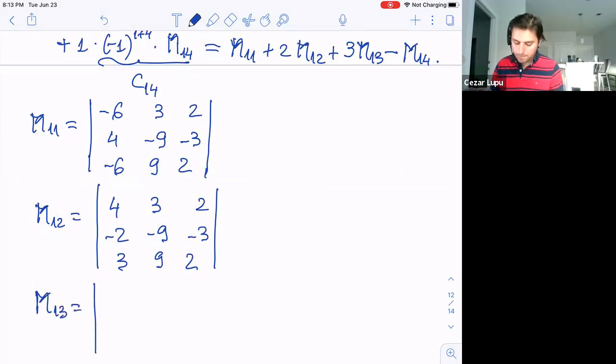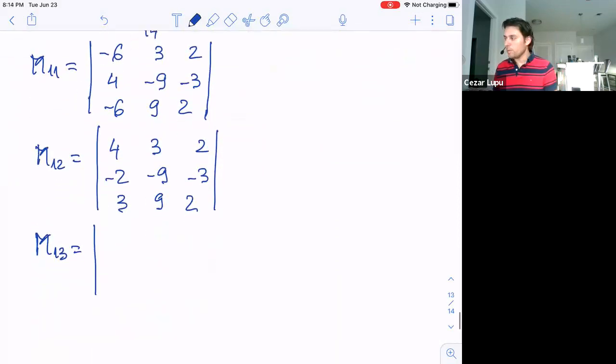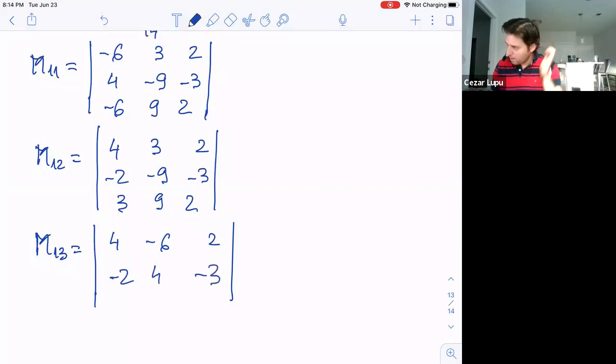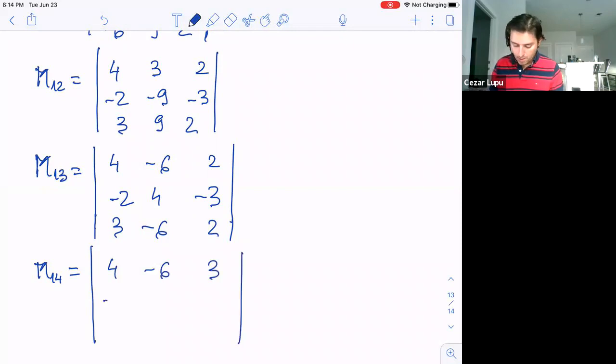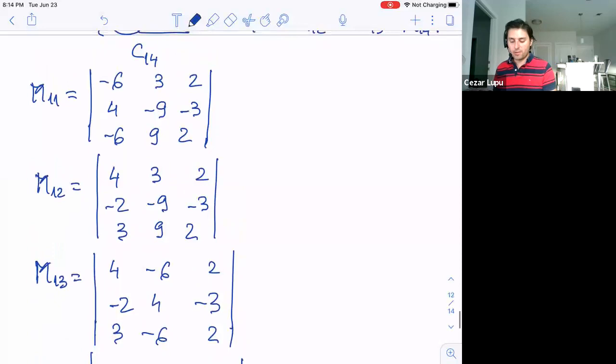M13 will be, if we look at the matrix, 4, negative 6, 2. Then we have negative 2, 4, and negative 3, and 3, negative 6, and 2, right? And the last one, M14, will be 4, negative 6, 3, negative 2, 4, and negative 9, and 3, negative 6, and 9. Okay, so these are the 4 minors.